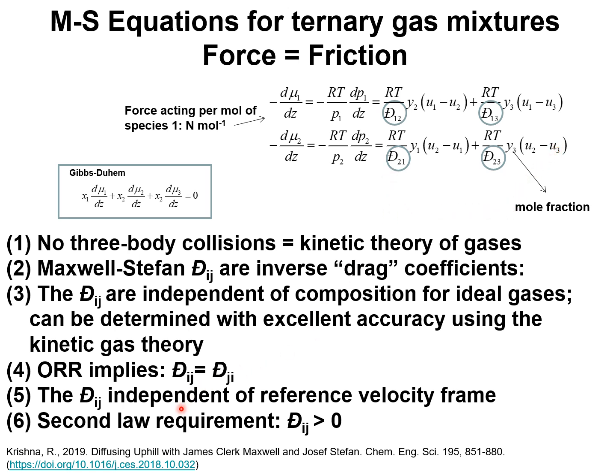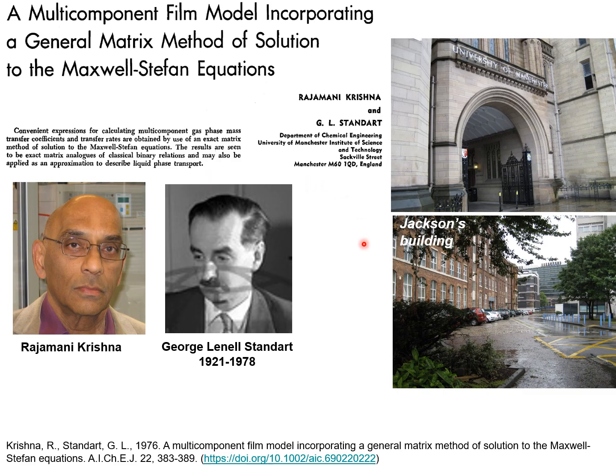The constraint imposed by the second law of thermodynamics demands that these Maxwell Stefan diffusibilities be positive definite. Solving the Maxwell Stefan equations to obtain the component fluxes in ideal gas mixtures is not a trivial exercise if the number of components is 3 or more. In 1976, in a paper published in AIChE Journal, Krishna and Standart presented an analytic solution to the Maxwell Stefan diffusion equations for n-component ideal gas mixtures.